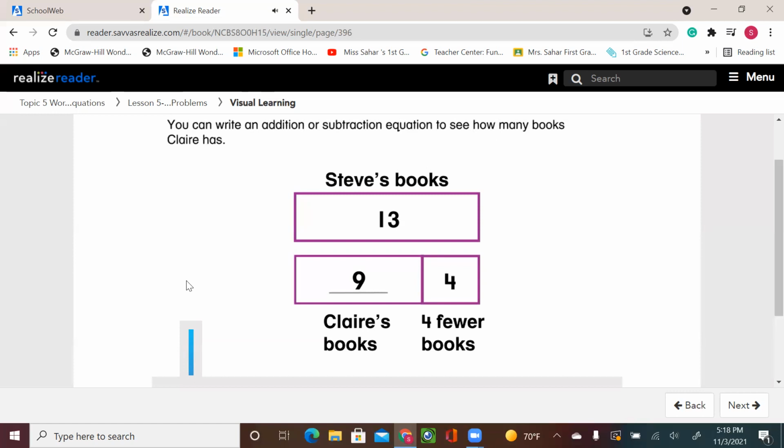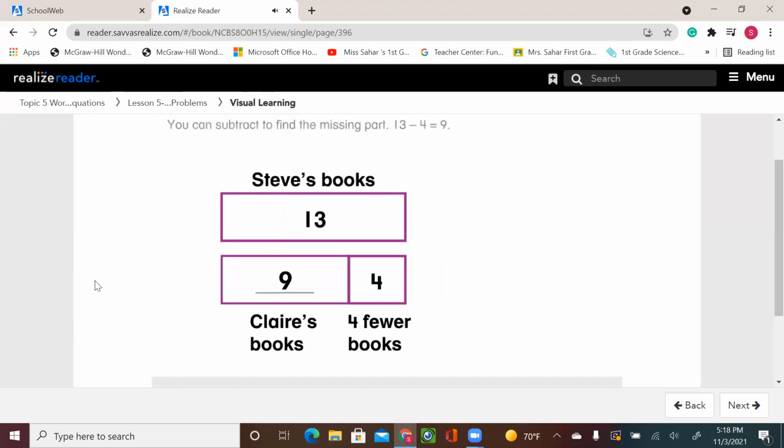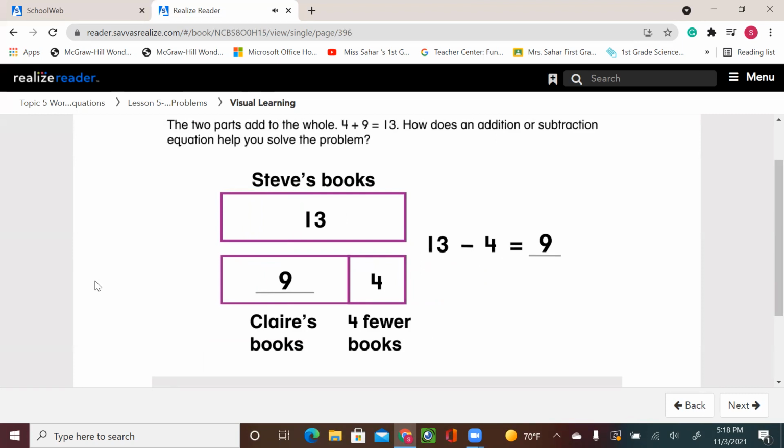You can write an addition or subtraction equation to see how many books Claire has. You can subtract to find the missing part. 13 minus 4 is equal to 9. The two parts add to the whole. 4 plus 9 is equal to 13. How does an addition or subtraction equation help you solve the problem?